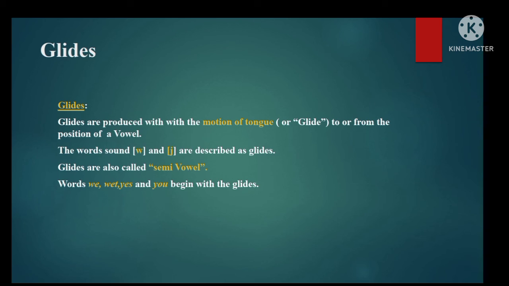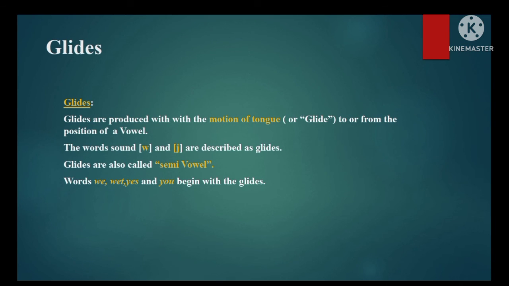Meaning the tongue position is moved either to the front or at the back side. This is how the glides occur. The sounds W and Y are described as glides. This letter J, which is in the bracket, don't consider it a J sound, it is a Y sound according to the IPA chart or the International Phonetic Alphabet chart. Glides are also called semi-vowels. Words we, wit, yes and you begin with the glides.